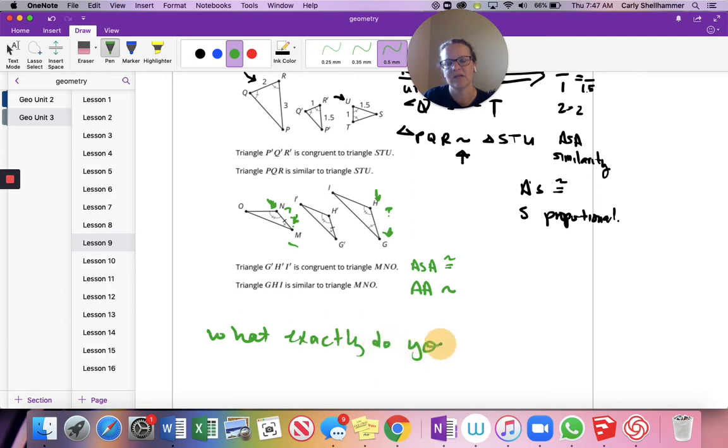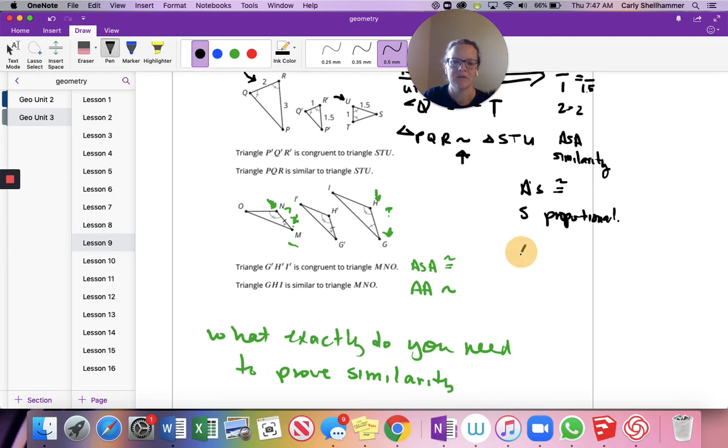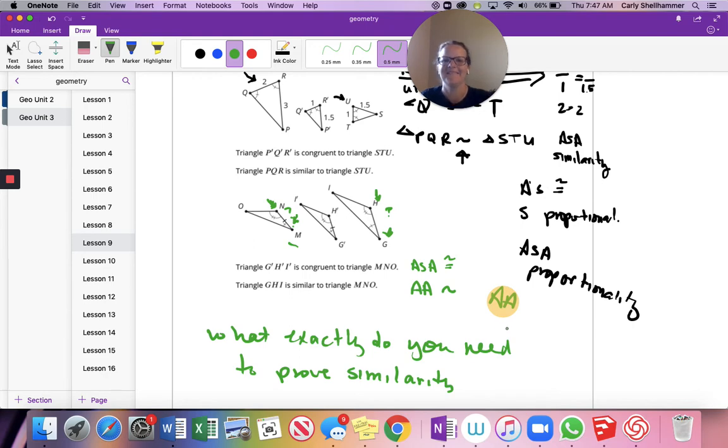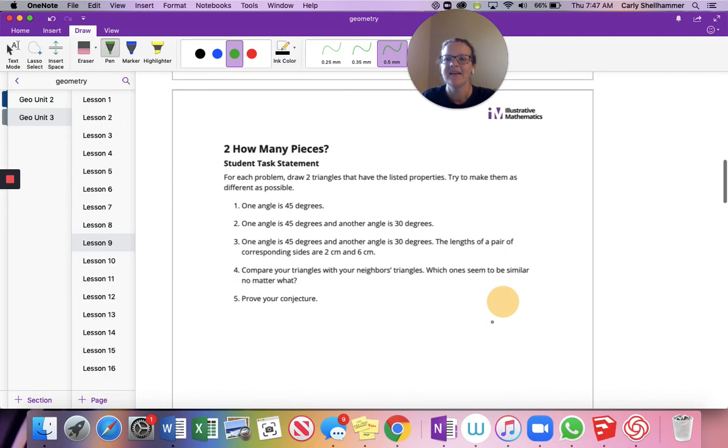All right, and what we're going to talk about here is what exactly do you need to prove similarity? Okay, with the first example, we used angle side angle, proportionality, and then for the second example, we only used angle angle. We didn't use sides being proportional at all.